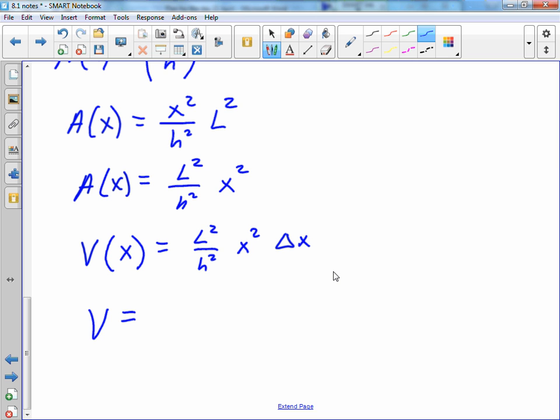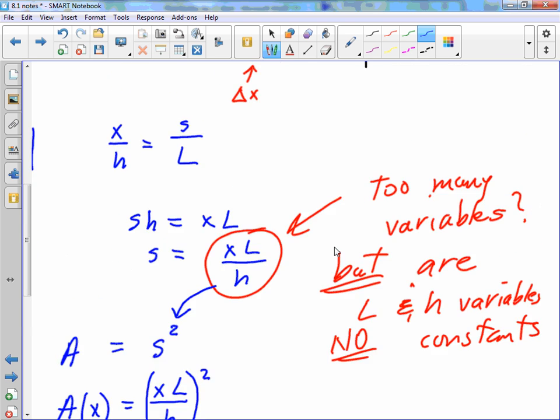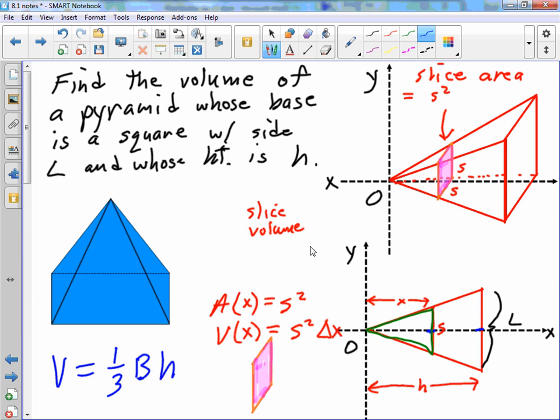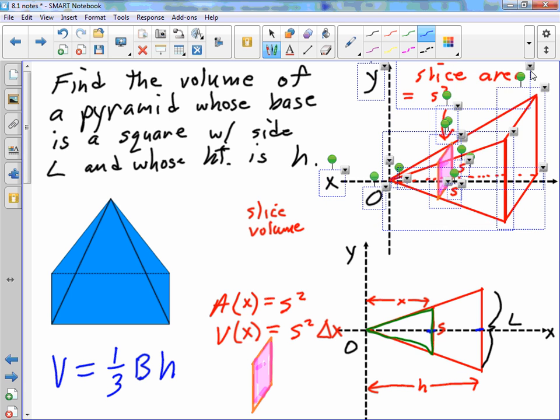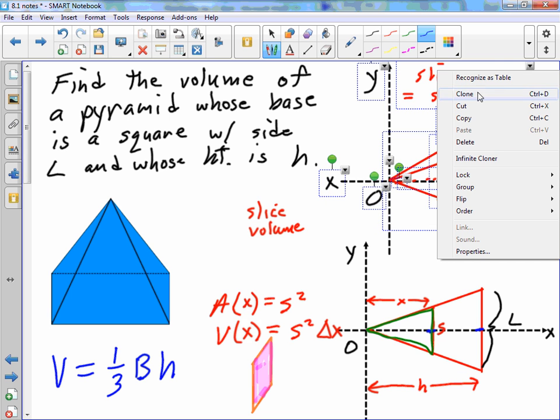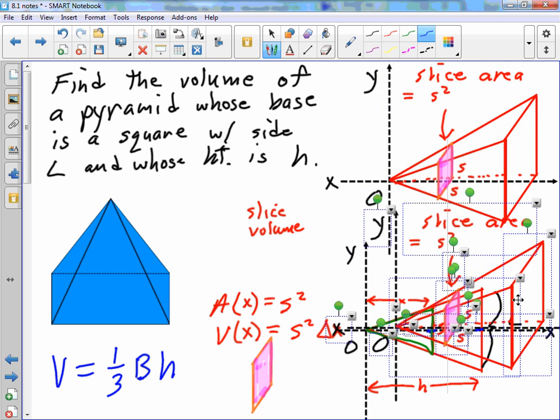equals the integral. Now, I should bring this down, clone it, copy it, whatever. I think that would make life a lot easier. Maybe I can do that. I'm going to give it a try. So bear with me here. I'm going to clone this and drag it down.